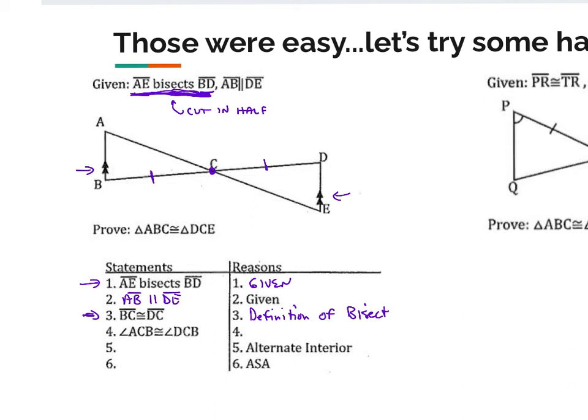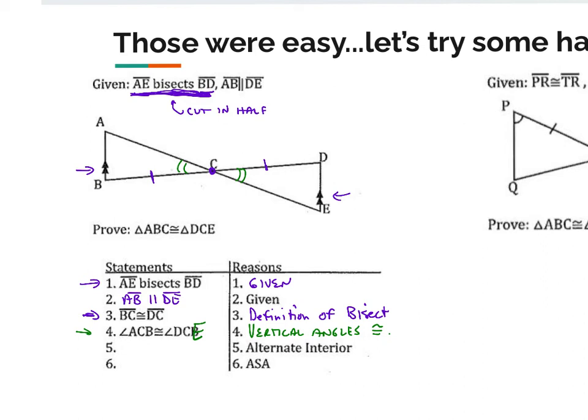So now let's look at this next statement. Angle ACB and angle DCB. I think that's supposed to be DCE. Angle ACB, angle DCE. I'm hoping you recognize those as vertical angles. So all I have to say is vertical angles are congruent.